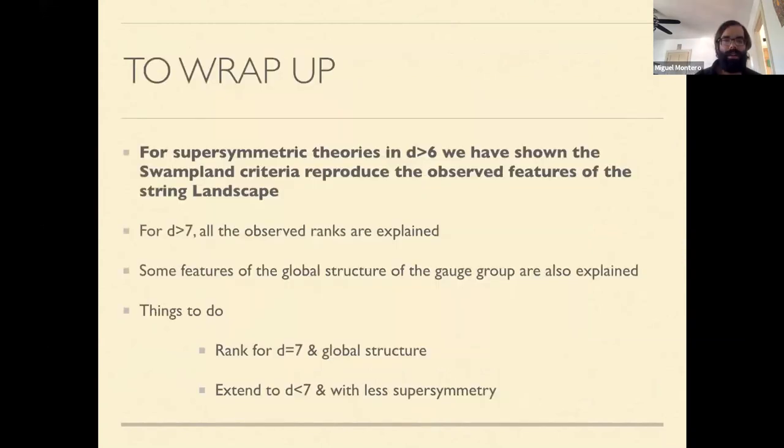Okay, so just to wrap up, what we've seen is that simple Swampland ideas based on the absence of global symmetries, combined with a high amount of supersymmetry in more than 6 dimensions, are enough to reproduce parts of the observed string landscape. And in particular, in 8 and 9 dimensions, they allow for a full realization, at a generic point of the Coulomb branch, of the string Lamppost principle. Everything that is consistent according to Swampland principles is just what you find from string compactifications. And of course, the natural thing to do here is to try and extend these ideas to less supersymmetry and also understand the 7-dimensional case. Okay. Thank you.